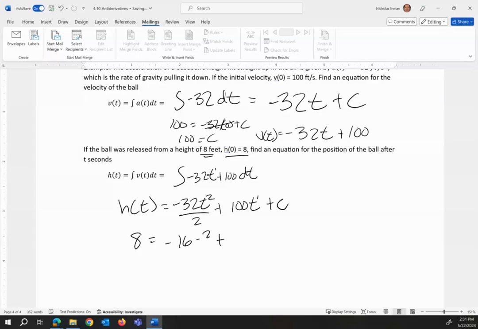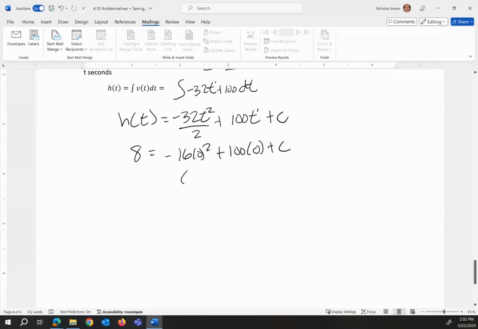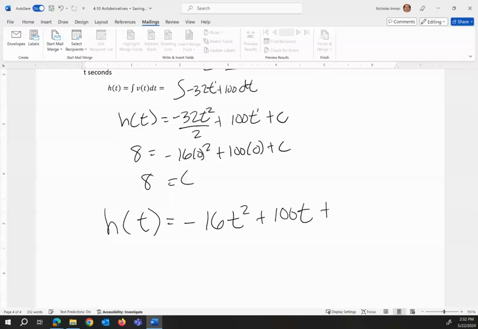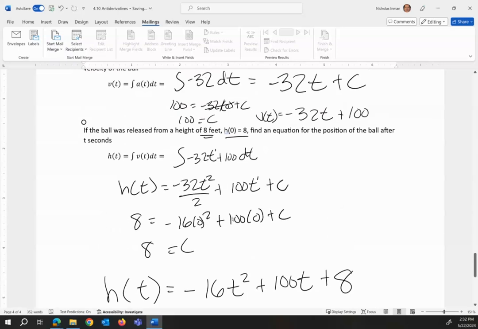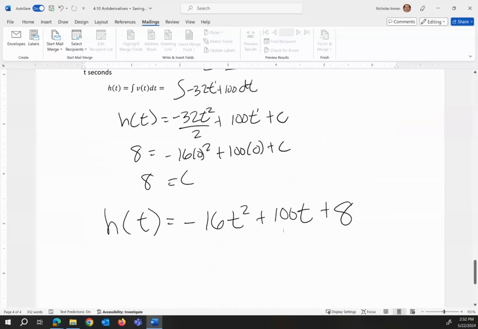So my height is 8 when my time is 0. Notice I reduced that. 32 divided by 2 is 16. And so C is 8. All right. So I now have the equation of a baseball hit straight up into the air. It has that initial velocity of 100, initial height of 8.